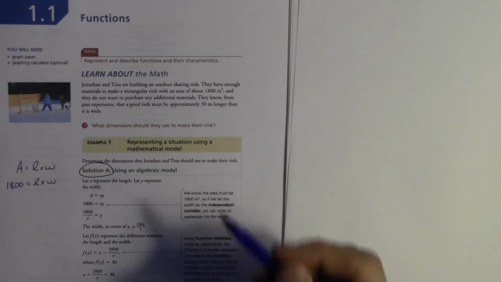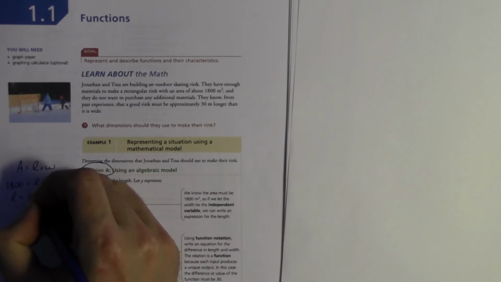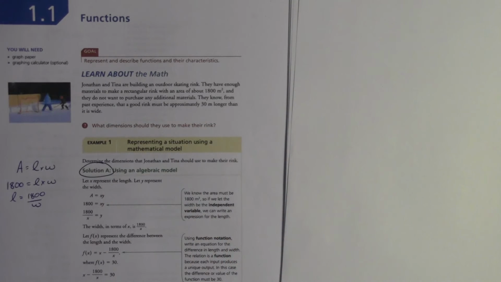Okay, so I'm going to do it a little bit differently. First of all, we need to express length in terms of width or width in terms of length. It doesn't matter which one you want to do. I'm going to choose length is equal to 1,800 divided by width. Of course, I'm dividing both sides by W there. They cross out, so I'm isolating for my length.